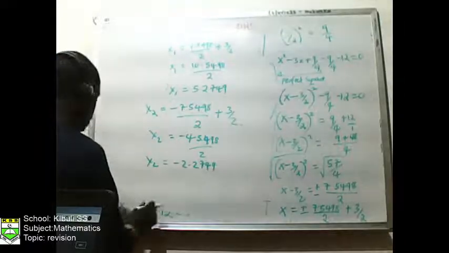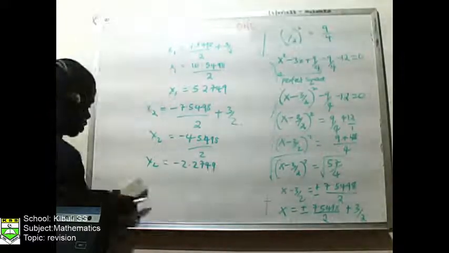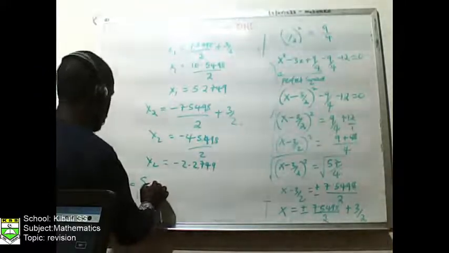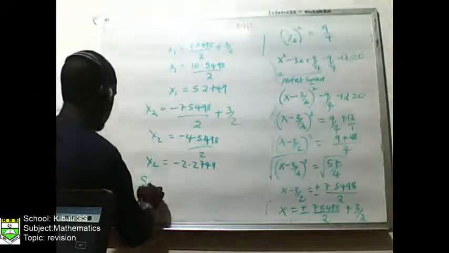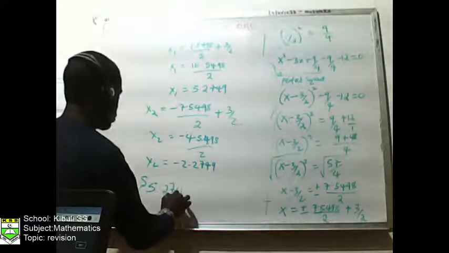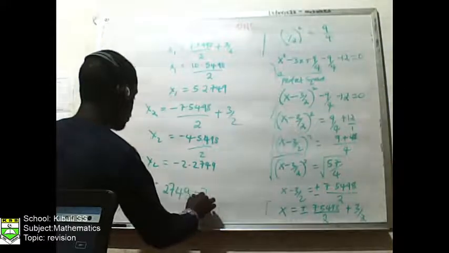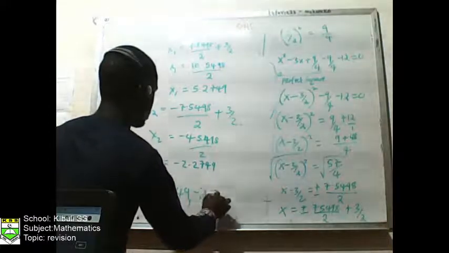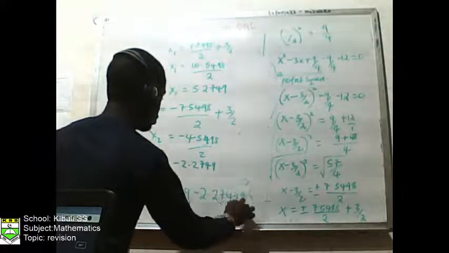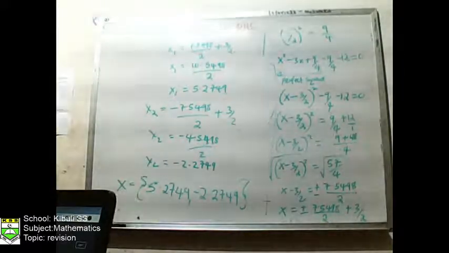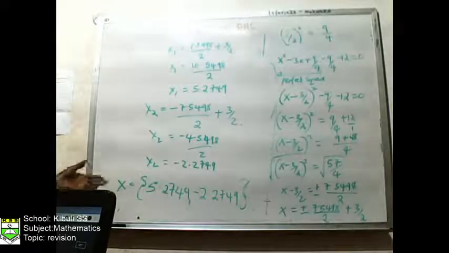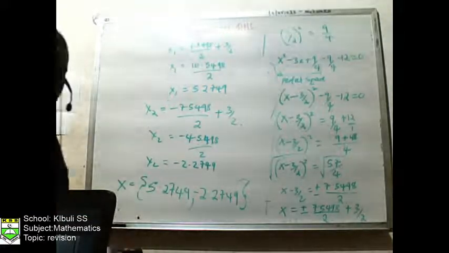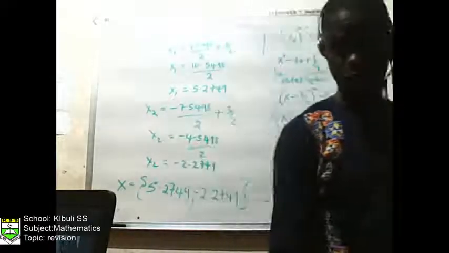2.2749. So therefore the values of x are: x1 is 5.2749 and x2 is negative 2.2749. So those are the values that I've got. According to my example, those are the two values that I have for x. I put a comma in between them and I write both of them.